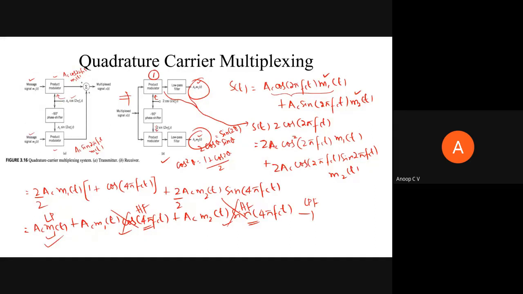So with that, maybe we'll wind up the session. We have learned about the Costas receiver and quadrature carrier multiplexing. We have a session tomorrow morning, where we'll discuss SSB and VSB. That's it, maybe we'll end this session here.